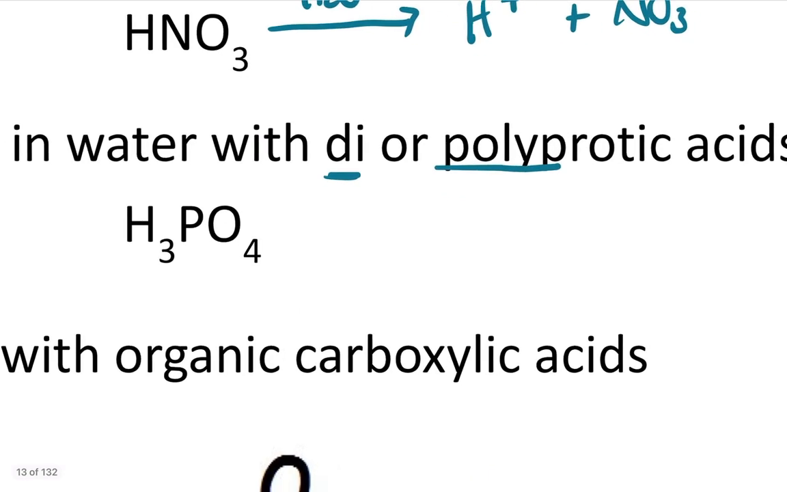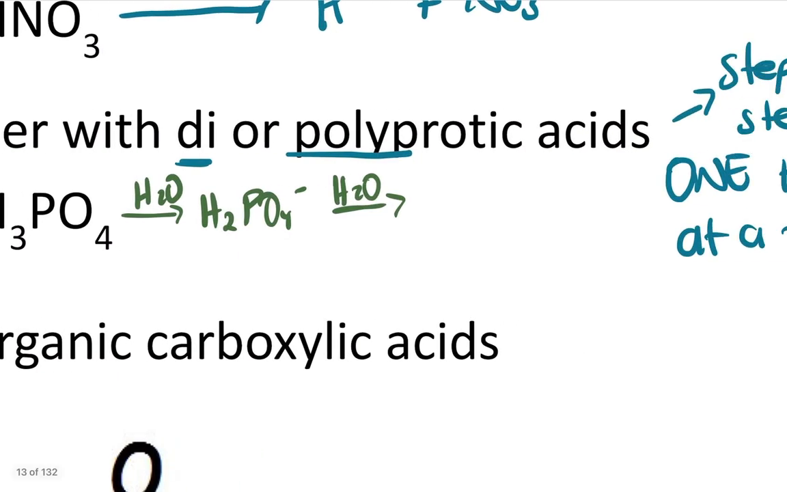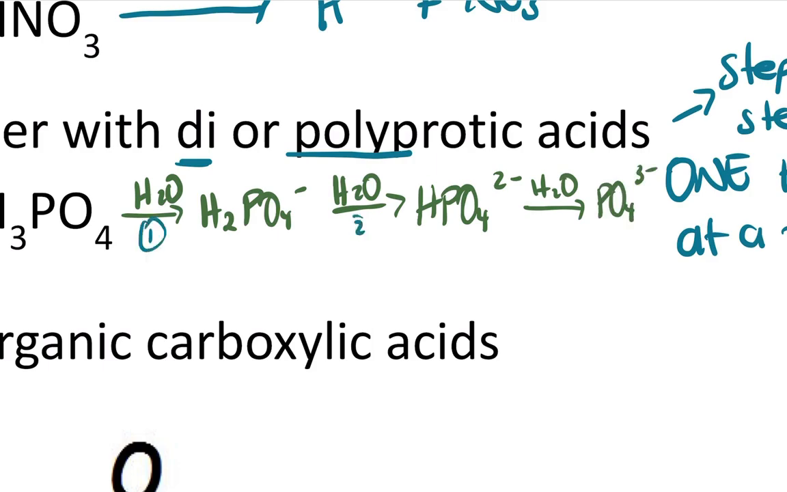Let's see with phosphoric acid. The first dissociation, you have H2PO4, and then you're going to have HPO4, until you get PO4 3 negative. So you could say that there is dissociation 1, dissociation 2, and dissociation 3.